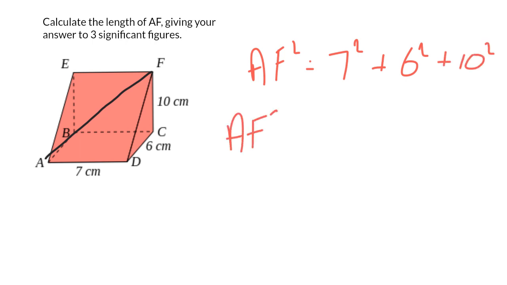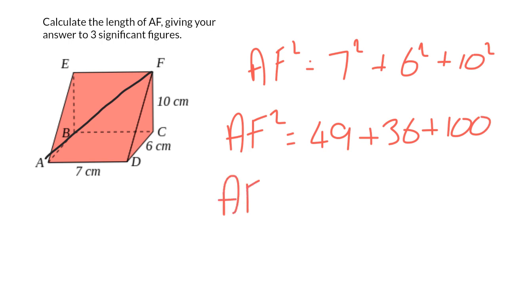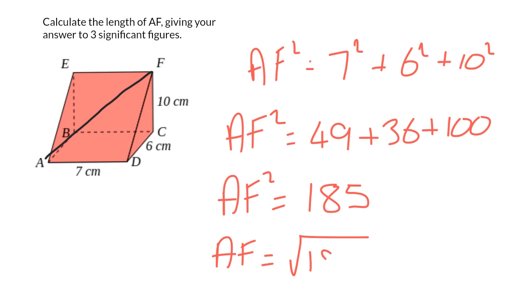So AF squared is 49, add 36, add 100. So AF squared is 185. So to find the length of AF, we square root that. So the square root of 185 is 13.6 centimetres.